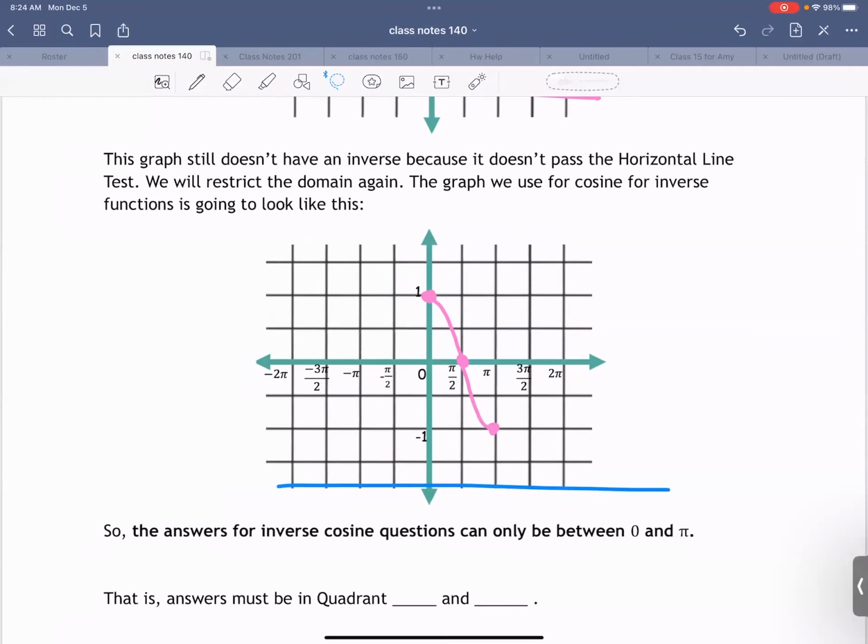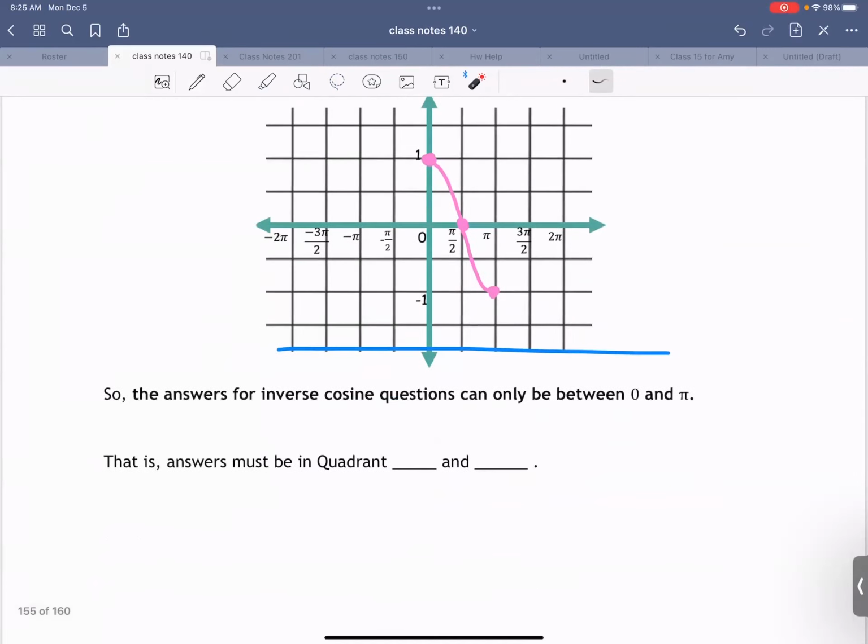The reason for this, or the consequence of this, is that the only answers for inverse sine can only be between the two angles that are prevalent in the function, right? So the only answers for cosine or inverse cosine can be between 0 and pi, and that's it, no other values.